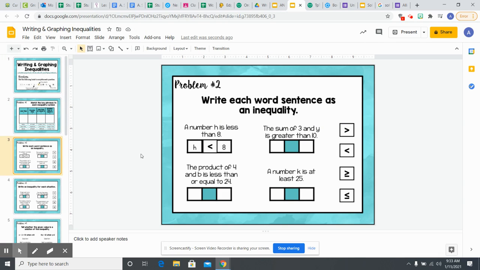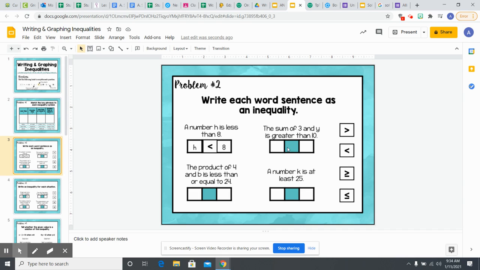We're going to write each word sentence as an inequality. They give us an example here. There is a number h is less than 8. Now, we don't know the number. We just know that it's h, our variable, is less than 8. So the less than, remember, is your tail end towards the h right there because it's less than 8.